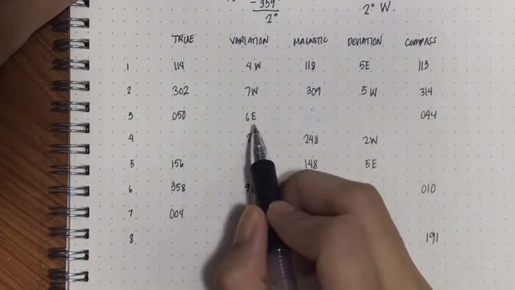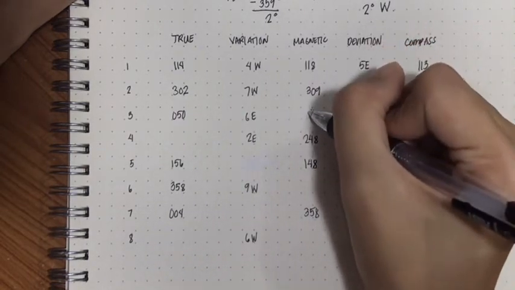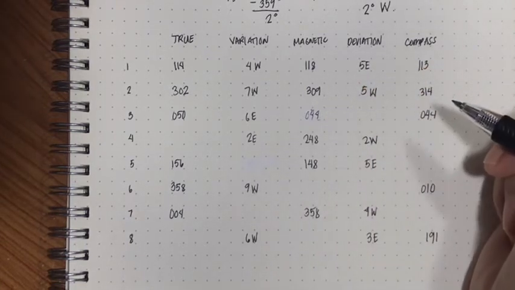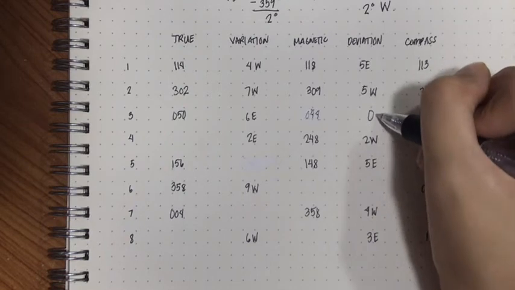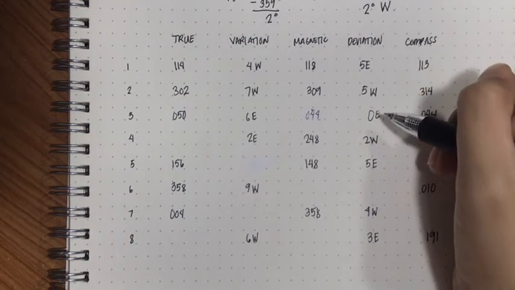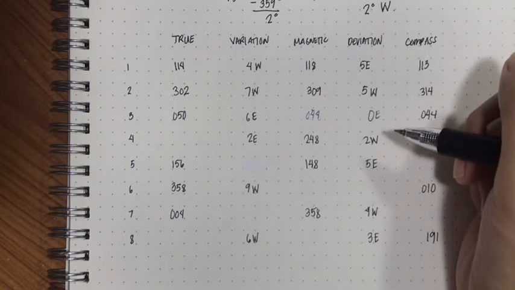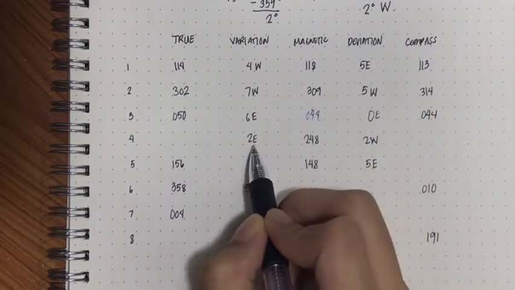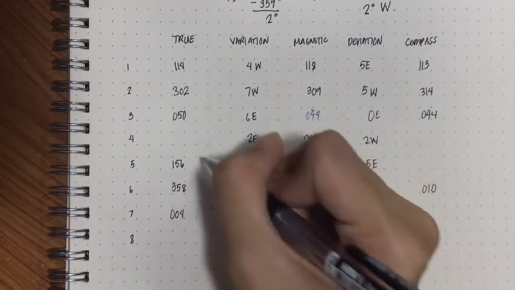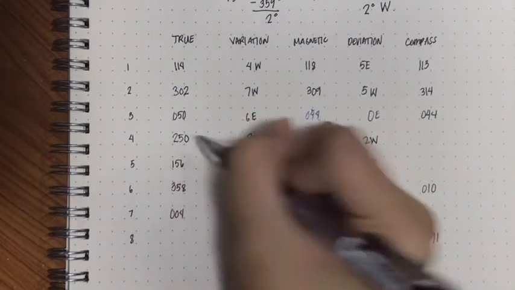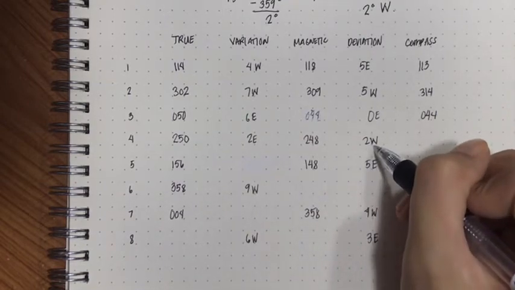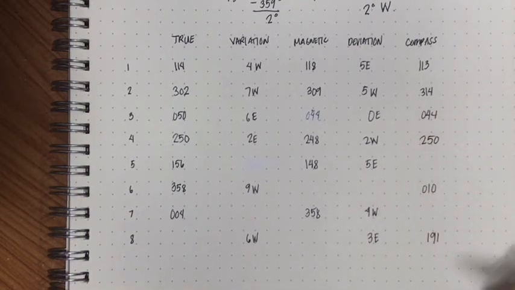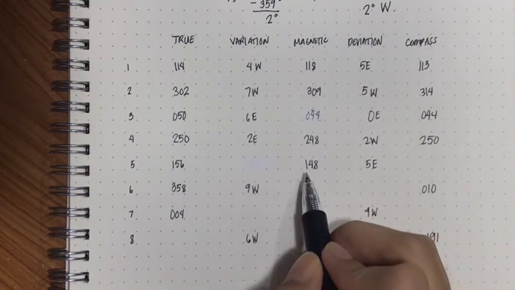Number 3, that is 050 true, 6 degrees east, so we subtract it, magnetic becomes 044. And then the compass is 044, so the deviation is 0. Number 4, the magnetic is 248 plus 2, since it's east, we're going to the left, that is 250. So the compass is 250 as well, since magnetic is 248 plus 2 degrees west, that's 250.